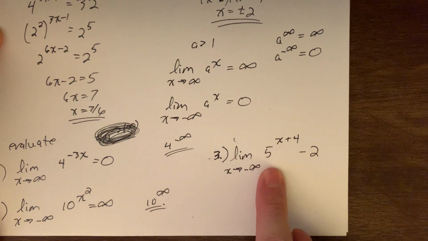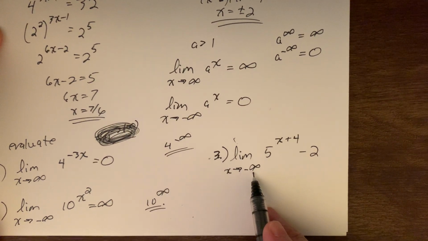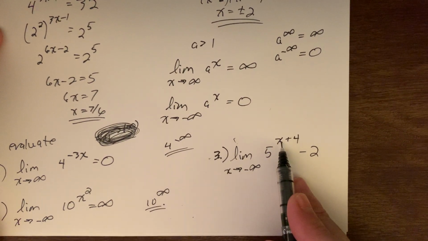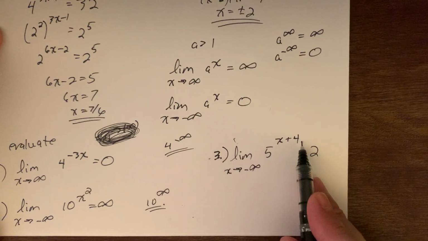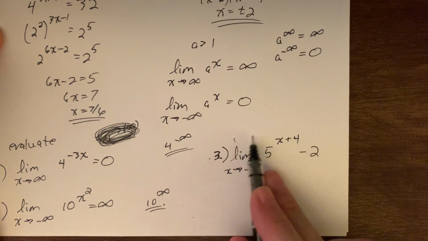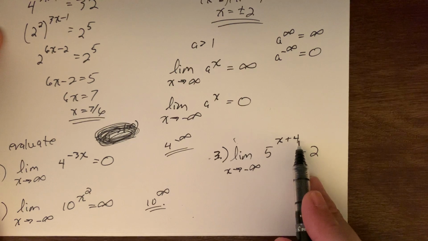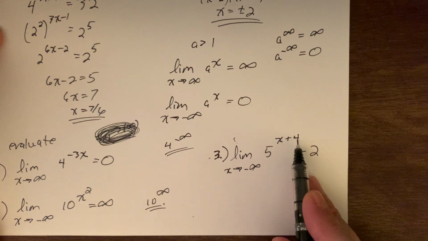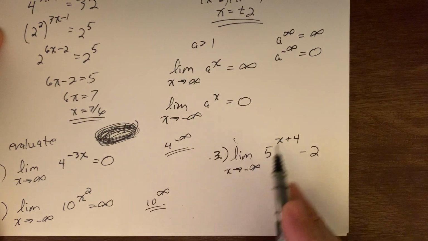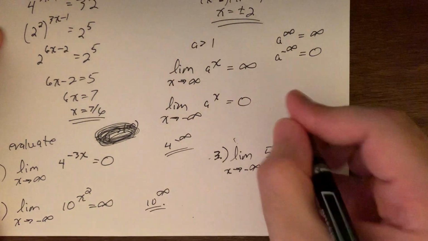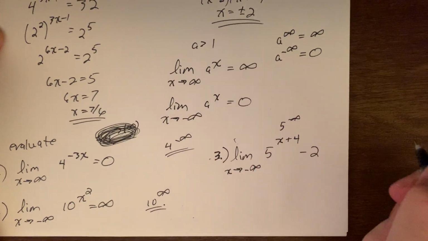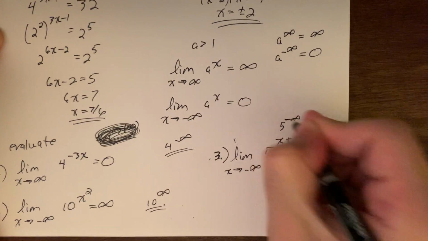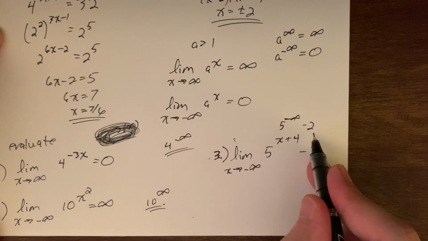In this one, still seems like, okay, what happens? I plug in the negative infinity, and now you see negative infinity plus 4. Huge negative number plus 4 is still a huge negative number. Negative a million plus 4 is essentially still negative a million. So this is basically still 5 to the negative infinity. But don't forget this minus 2 is still here.